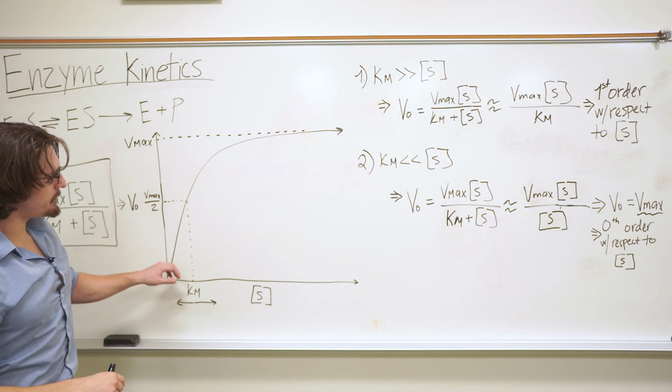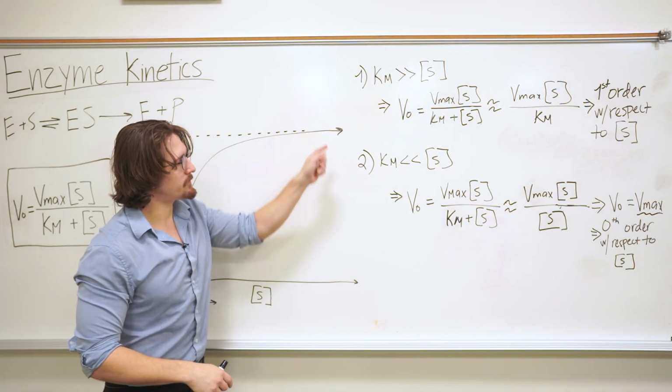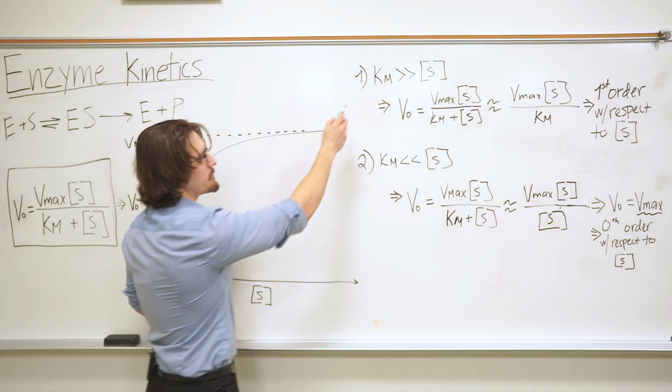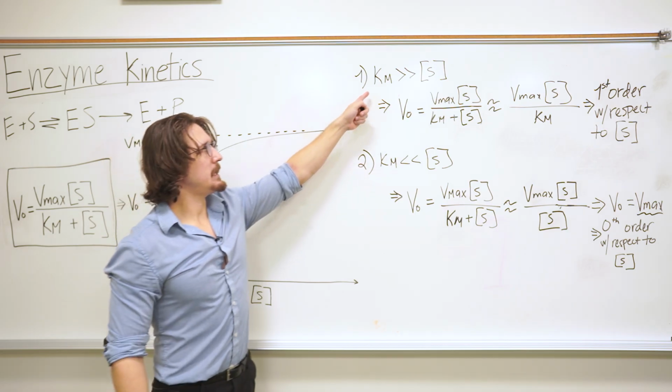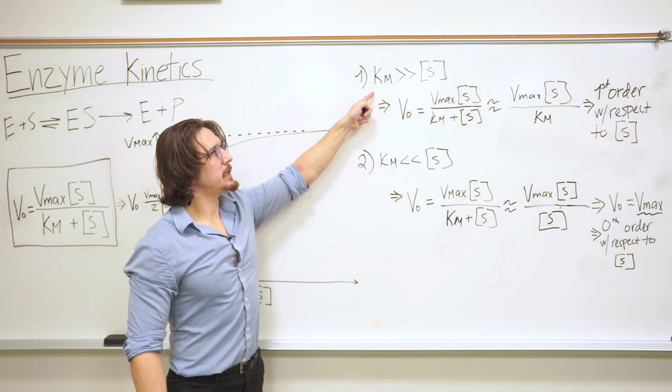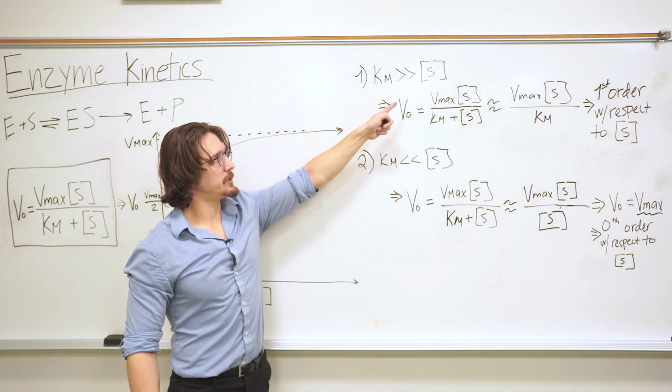And to understand what's happening, we can look at these two different scenarios here. So scenario number one is where we assume that Km, okay, this constant, is much greater than the initial substrate concentration, okay?